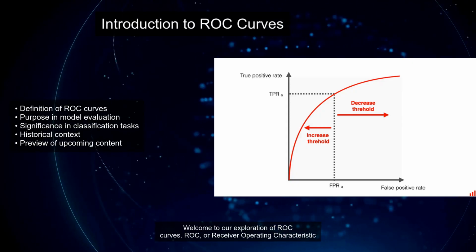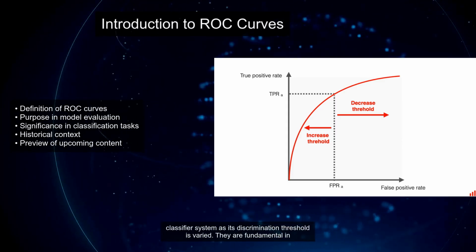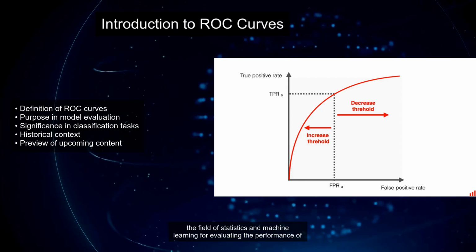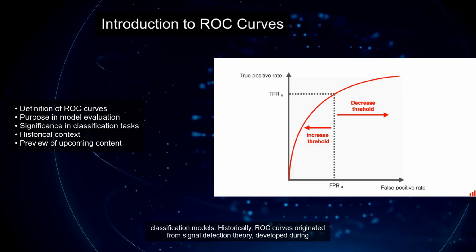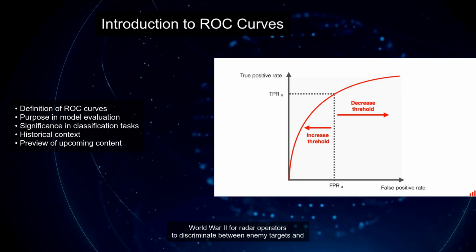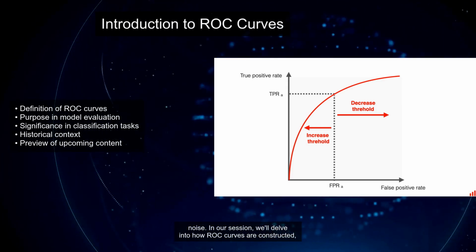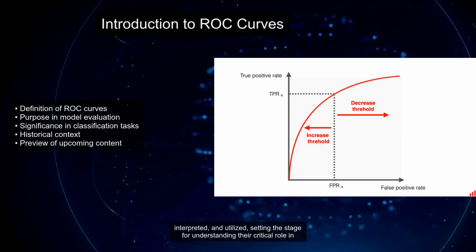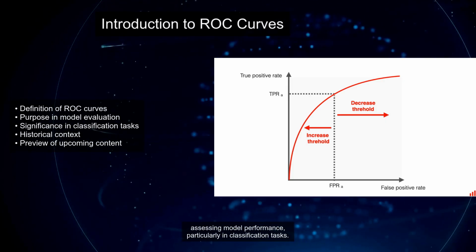ROC, or Receiver Operating Characteristic Curves, are graphical plots that illustrate the diagnostic ability of a binary classifier system as its discrimination threshold is varied. They are fundamental in the field of statistics and machine learning for evaluating the performance of classification models. Historically, ROC curves originated from signal detection theory, developed during World War II for radar operators to discriminate between enemy targets and noise. In our session, we'll delve into how ROC curves are constructed, interpreted, and utilized, setting the stage for understanding their critical role in assessing model performance, particularly in classification tasks.